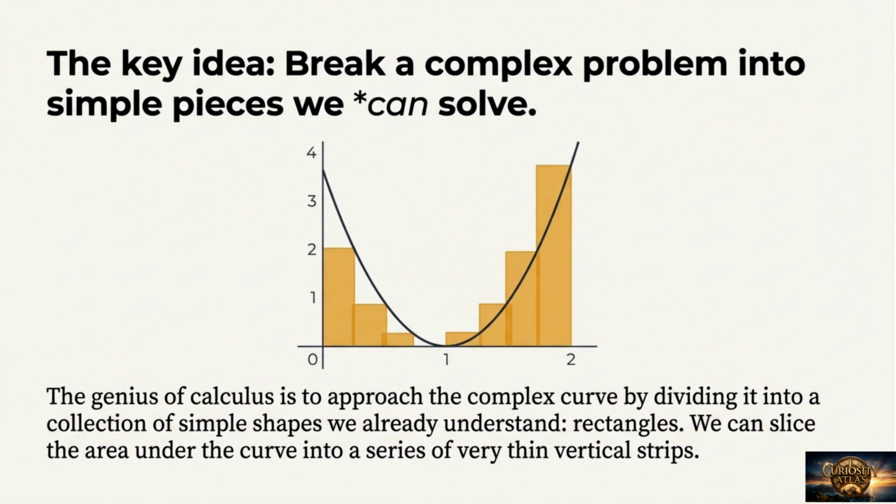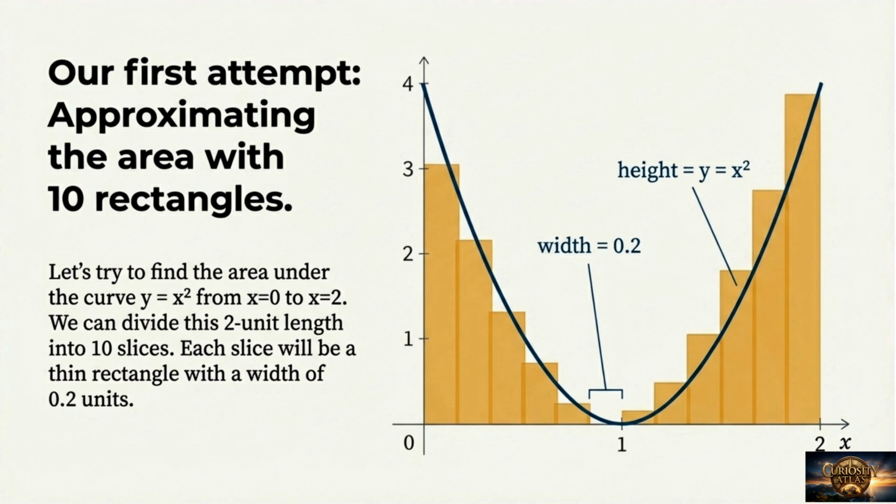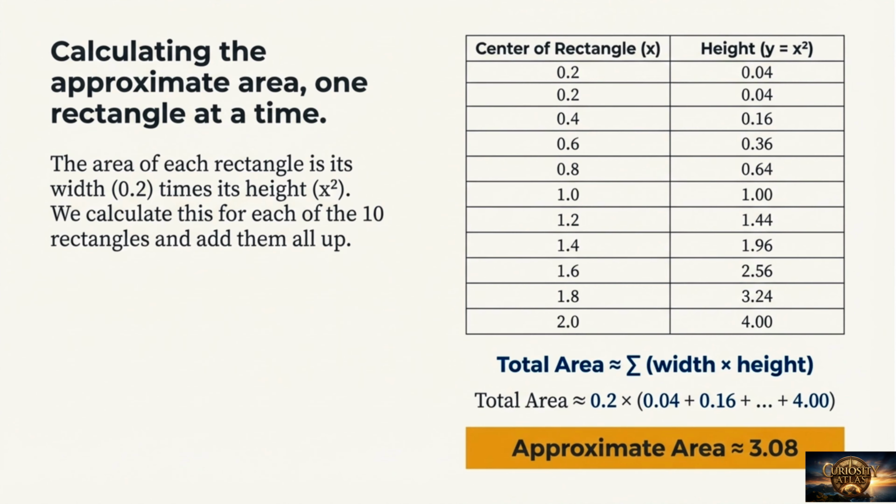We slice the area under the curve into a series of very thin vertical strips. Our first attempt is to approximate the area with 10 rectangles under the curve y equals x squared, from x equals 0 to x equals 2. Each rectangle has a width of 0.2 units. We calculate the approximate area by finding the area of each of the 10 rectangles and summing them up. The width is 0.2, and the height is x squared. The total approximate area is about 3.08.